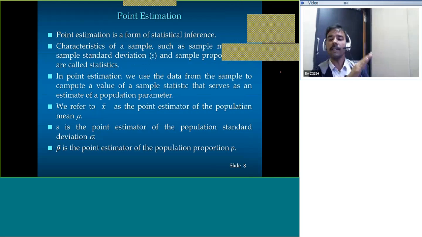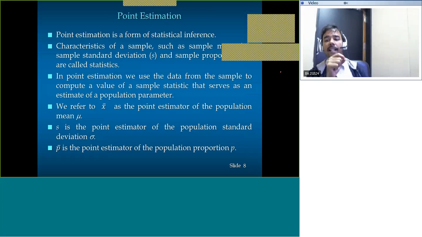So I'll repeat what estimation is. Suppose there is a big population, you want to calculate its numerical characteristics known as parameters. Since the population is very big, it is difficult to calculate them. Instead of that, you will draw a small sample from the population. You will calculate the same characteristic for the sample and using which you will approximate your population parameter. This is known as what? Estimation.